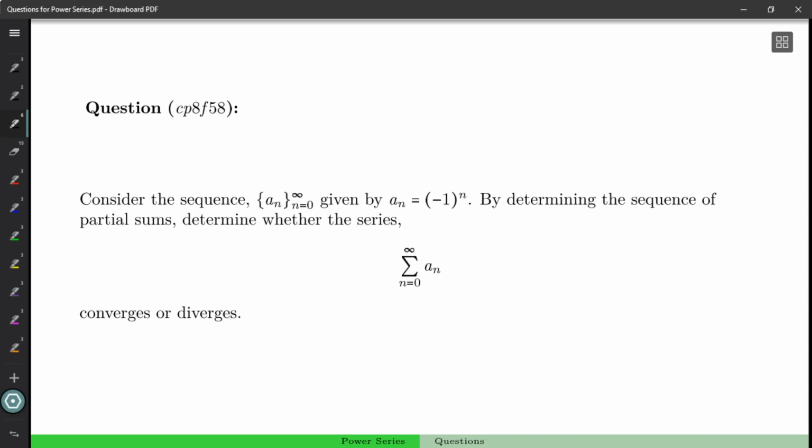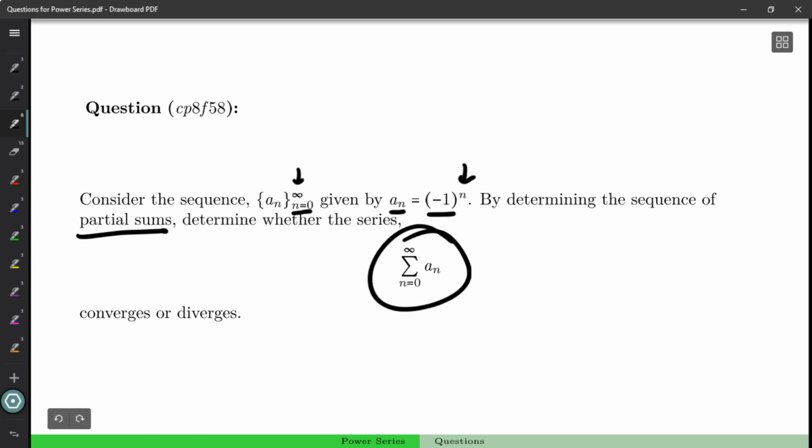Consider the sequence a_n from n equals 0 up to infinity. So we've got an infinite sequence here, given by a_n is equal to (-1)^n. By determining the sequence of partial sums, figure out whether or not this series, adding up our particular sequence, converges or diverges.